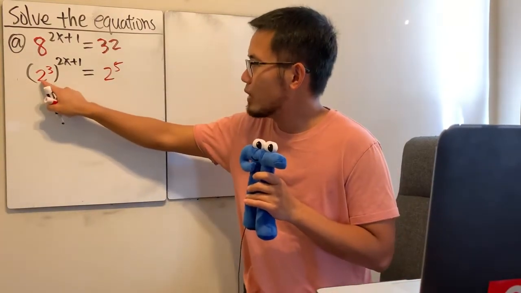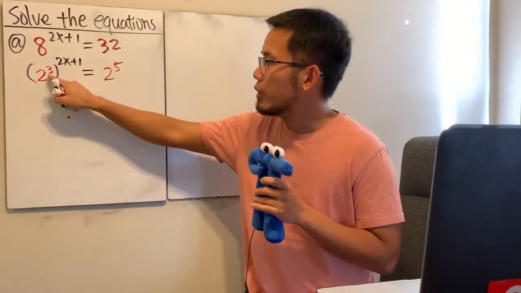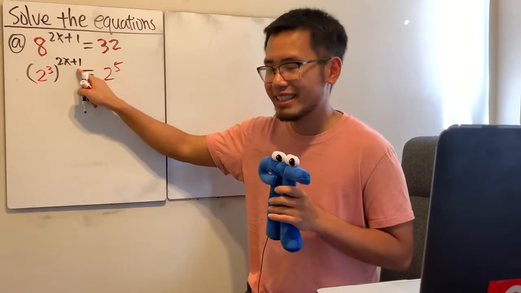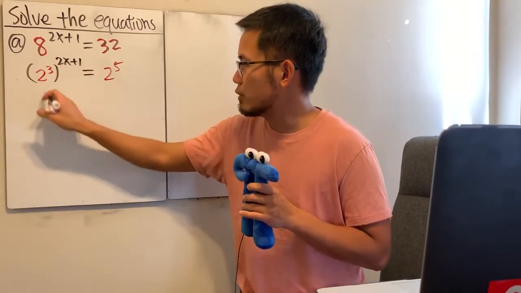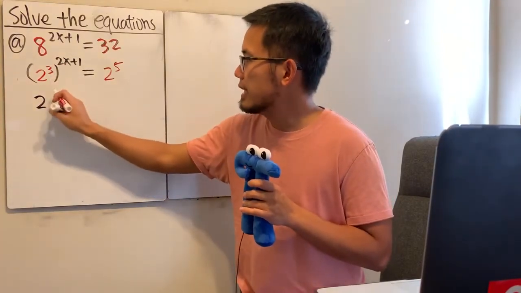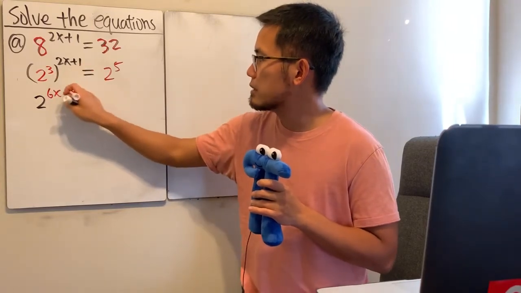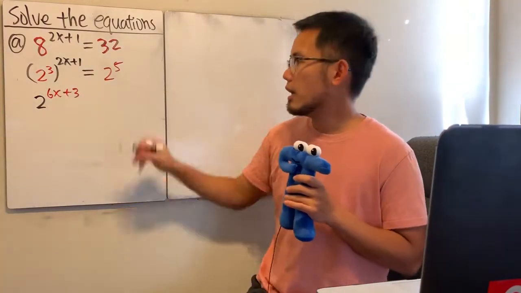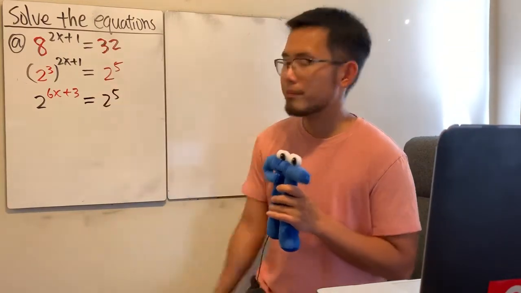Here we have 2 to the 3rd power, and then raised to the 2x plus 1 power. We have to multiply the powers. To do so, we just do 3 times 2x, and you still have the 2 for the base. 3 times 2x is 6x, and then 3 times 1 is plus 3, like this. And the right-hand side stays the same. This is still equal to 2 to the 5th power.